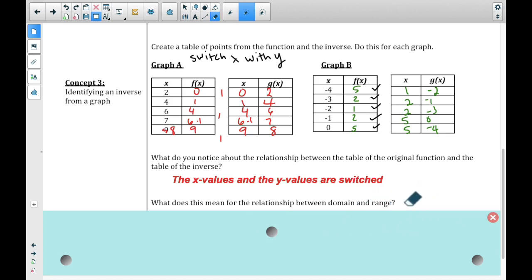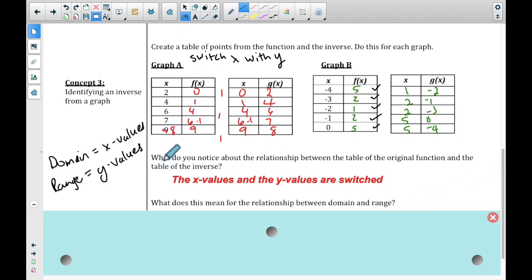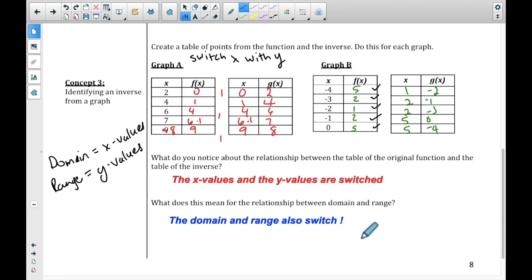Well, what does that mean for the domain and range? Remember that the domain represents your x values and the range represents the y values. So if we switch the x values and the y values, what happens to the domain and range? Well, they also switch. So that's something important to know as well. We're going to come back to what's going wrong here in just a second.